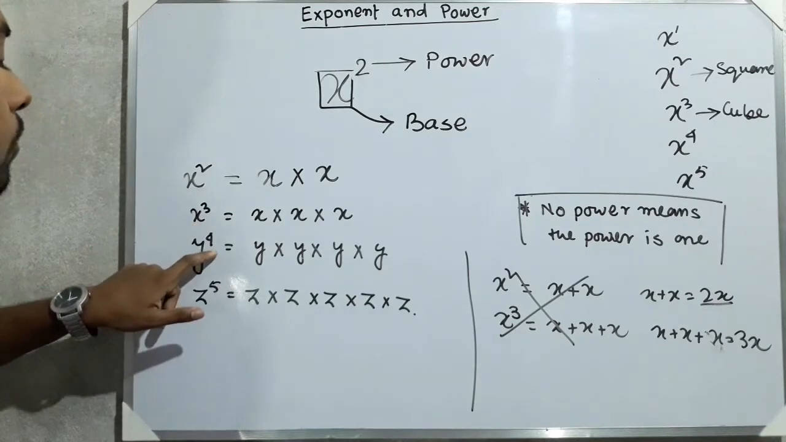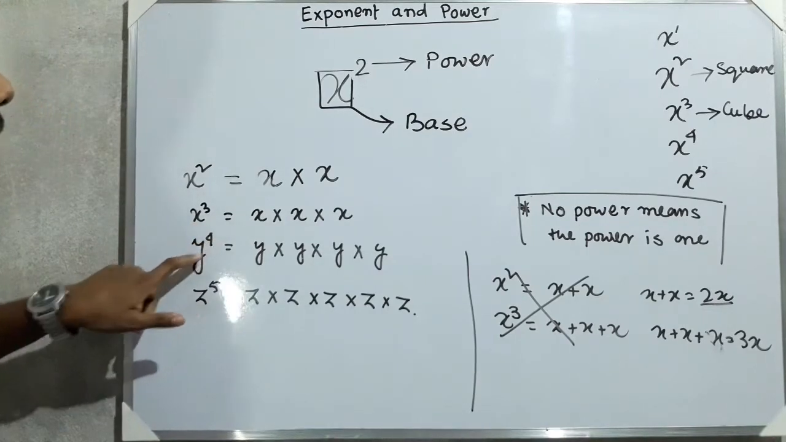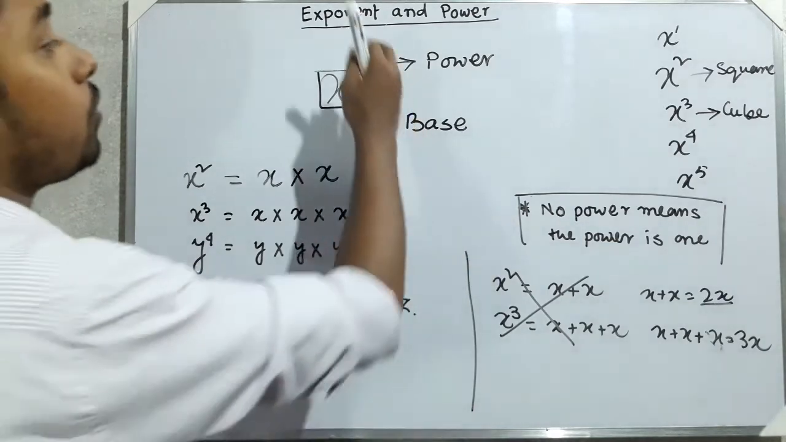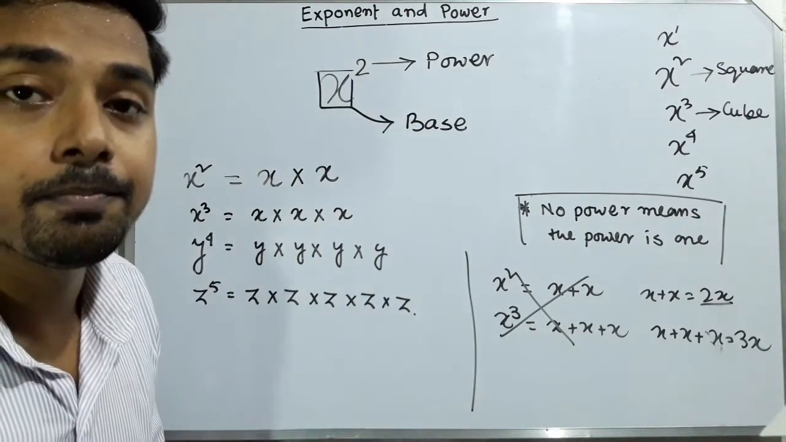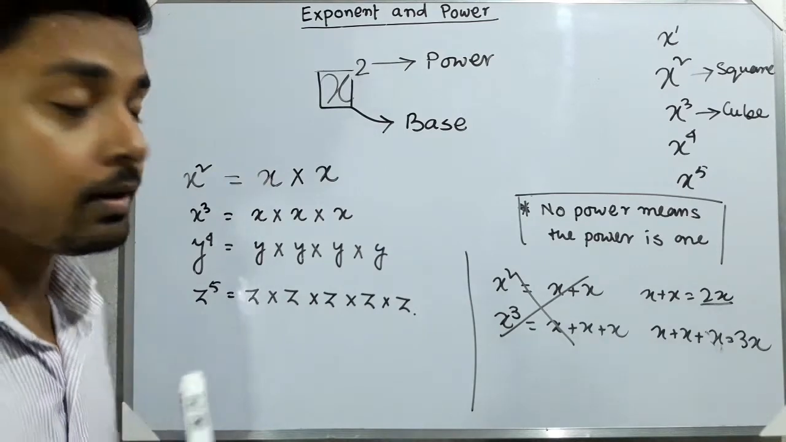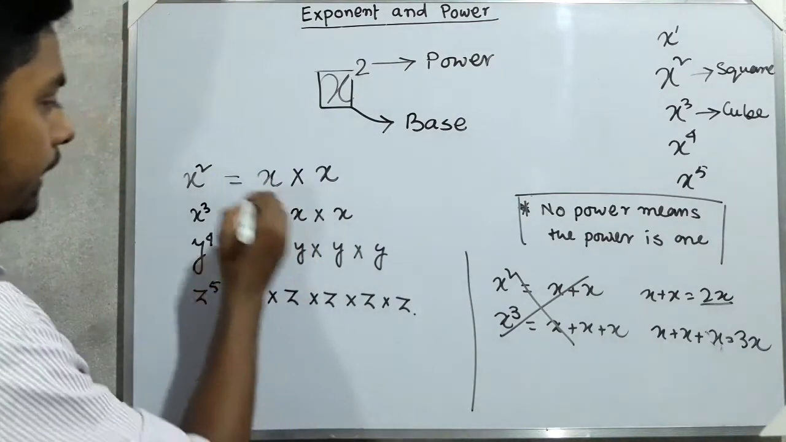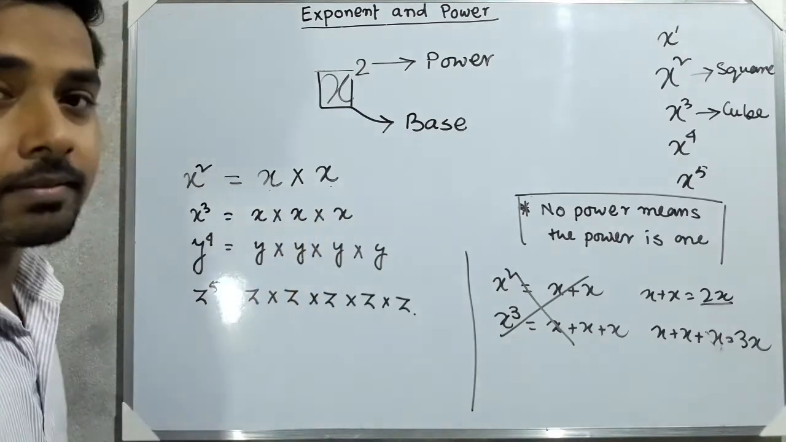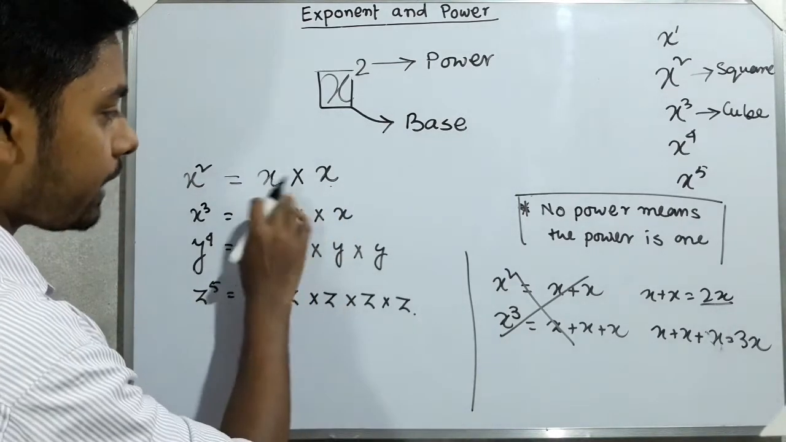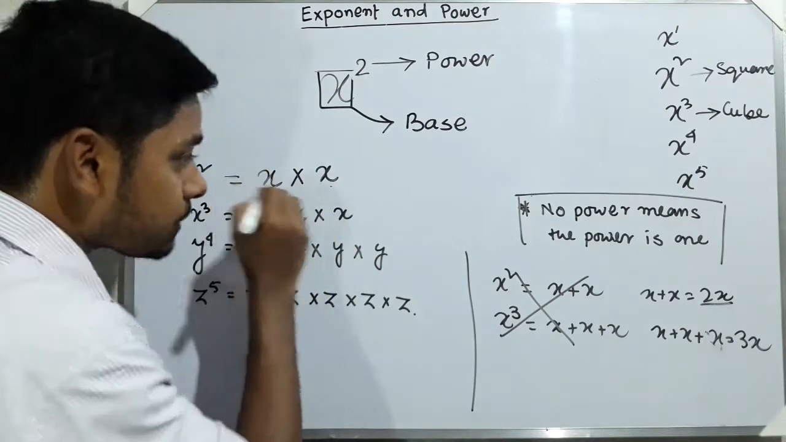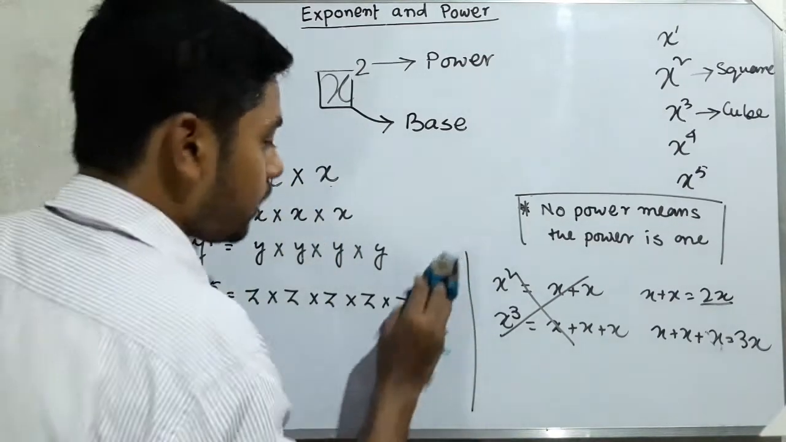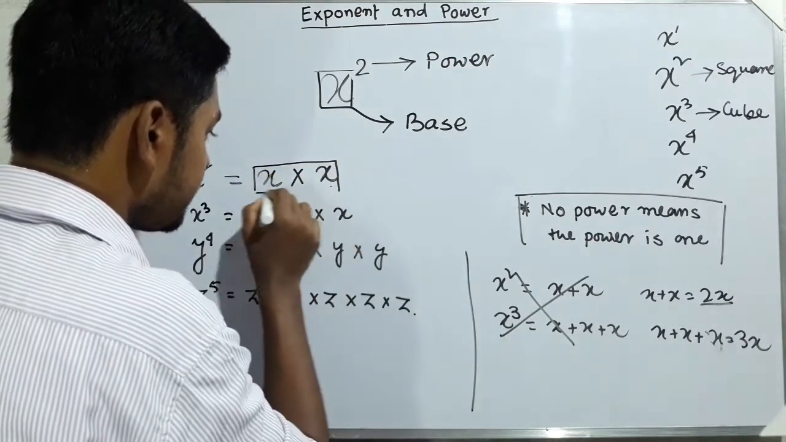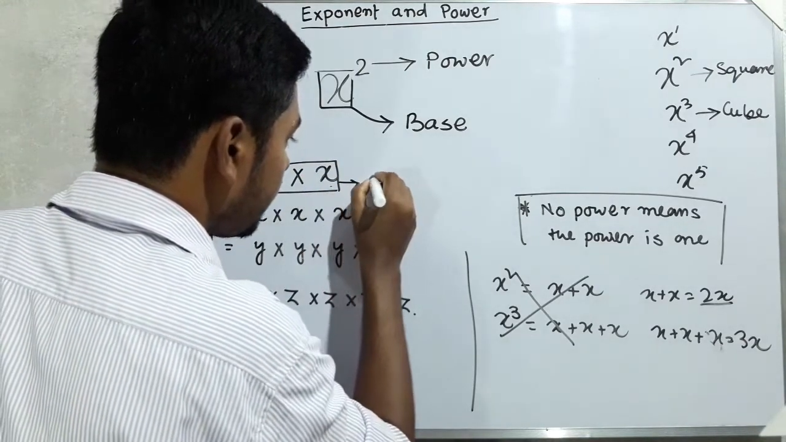If I tell you here the power is 4 and the base is y, and here the power is 5 and the base is z. Now, if I ask you what the exponent is here, can you tell? Now listen. x square is equal to x times x. We have written x plus x, and this is called the exponential form. This is called what?